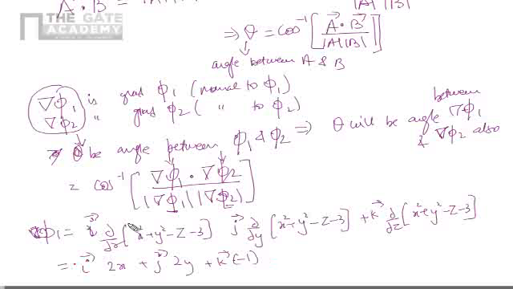Correct? So at 2 comma minus 1 comma 2, del phi 1 is nothing but 4i minus 2j minus k, because k is not having any term, it is just minus 1k, it's independent of x, y, z. 4i minus 2j minus k vector. This is what we will get. Clear? Okay.